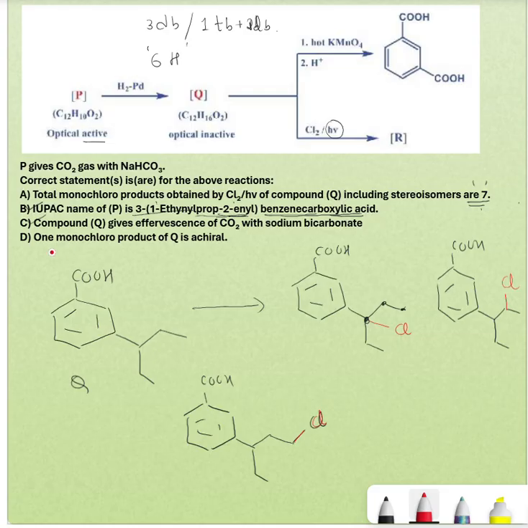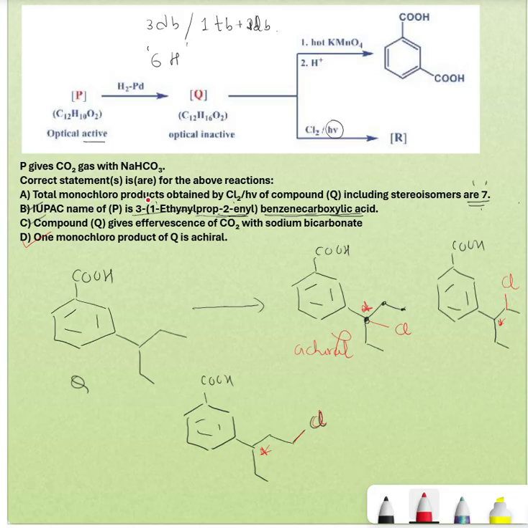Now, one monochloro product of Q is achiral. Yeah, this is achiral, because there is no chiral carbon here. It was there earlier, right, before hydrogenation, but now no, right? What about here? Yeah, there is a chiral carbon here, there is a chiral carbon here. So the molecule which is achiral, that is this one. So option D is also correct, okay? So let's check for option A.